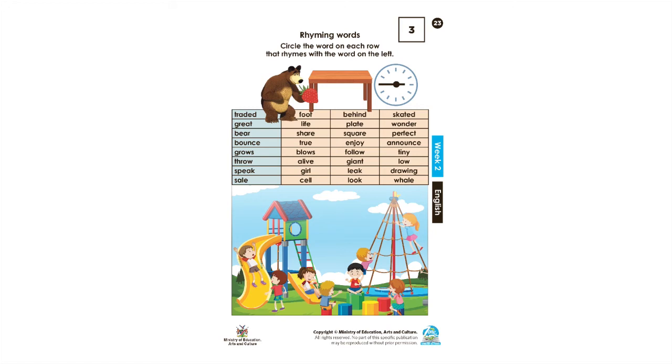Let us go. Bear, share. Okay, maybe. How about bear, square? Oh, maybe. How about bear, perfect? Okay, remember, rhyming words can be two or more. So we are lucky that we have two words that rhyme with bear. We have bear, share. So we can circle the word share. And then we have bear, square. So we can also circle the word square.